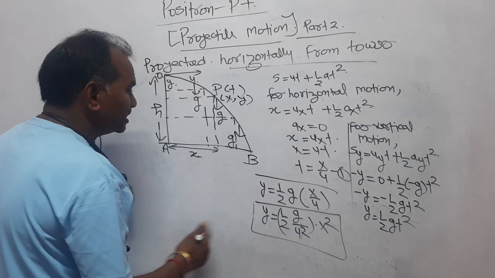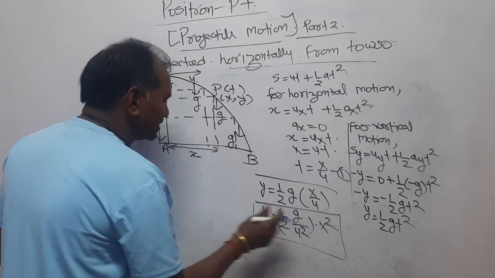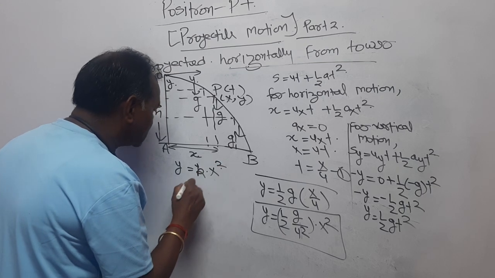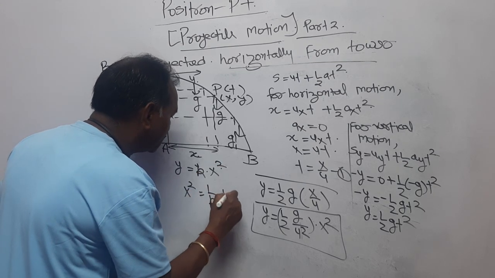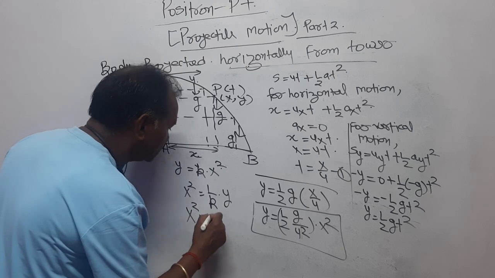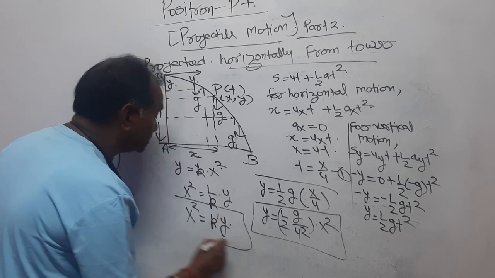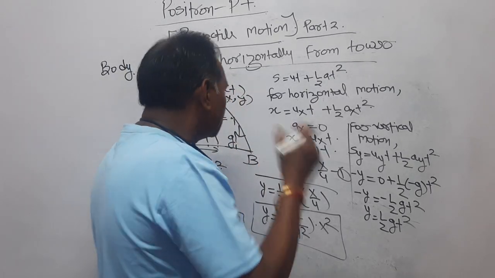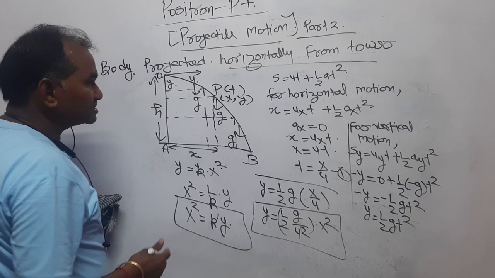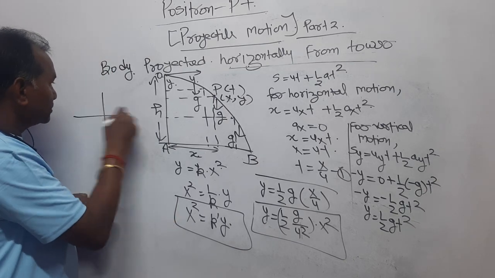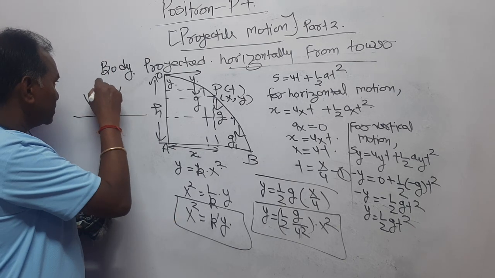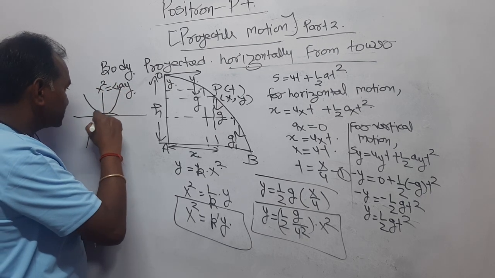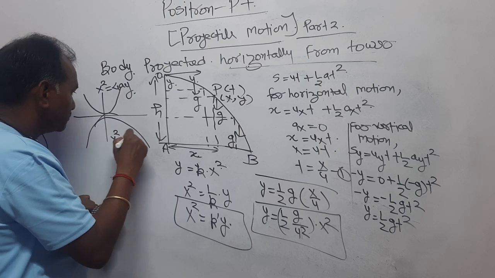Look here. Dear students, let k be some constant. y is equal to k into x square, or x square equal to 1 upon k into y, or x square equal to k dash into y. It is following the equation x square is equal to k into y. Now, dear students, look at the equations of parabola I have written here. It is x square equal to 4ay, and this is x square is equal to minus 4ay.